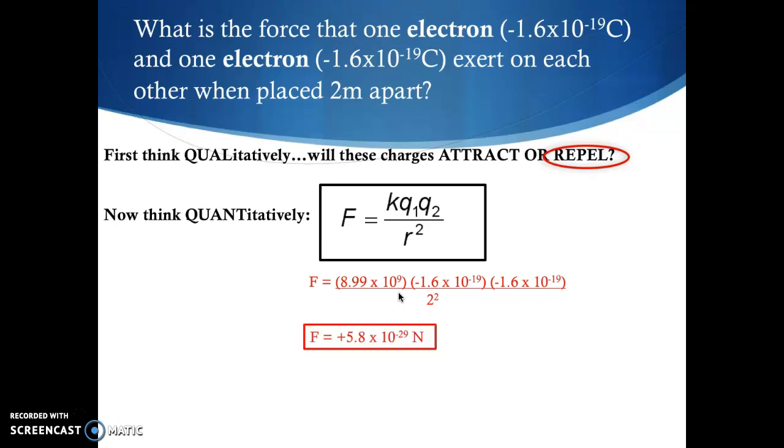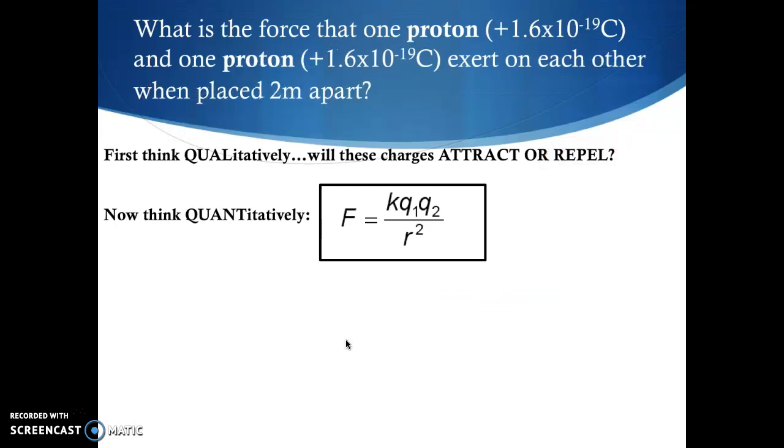You should be getting a positive 5.8 times 10 to the negative 29th newtons. You'll notice the magnitude is the same as in the previous problem, but here we're getting a positive because the negative and the negative of our Q's are multiplying together to give us that positive. Again, not much force, a very, very small amount. Our last problem is going to ask us what is the force that one proton and another proton would exert on each other when placed 2 meters apart.